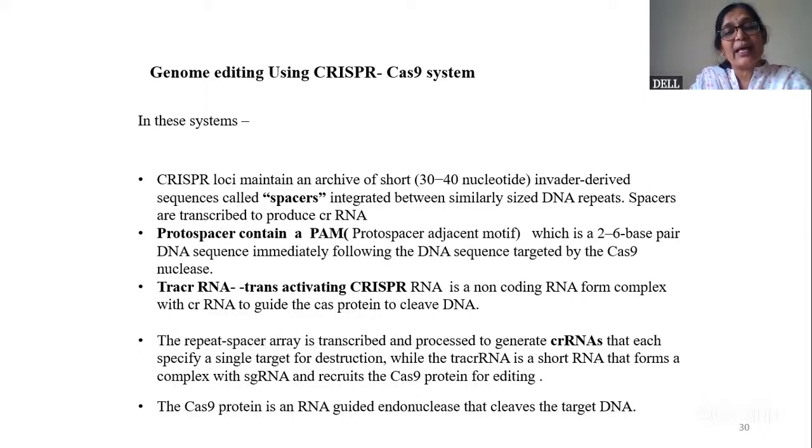So basically what happens is the repeat spacers produce the crRNA, which will specify a single target for destruction, while the tracrRNA, that is the trans-activating RNA, is a short RNA. It forms a complex with the crRNA as a single guide RNA and recruits the Cas protein, that is the CRISPR-associated protein, for editing. And the Cas9 protein has RNA-guided endonuclease activity, and therefore it cleaves the target DNA.